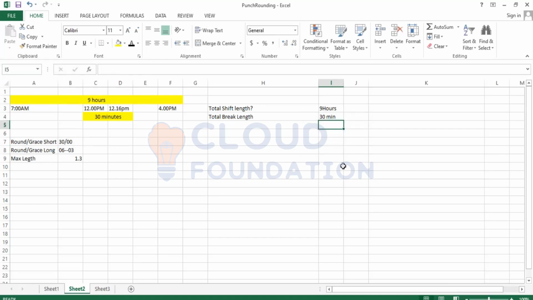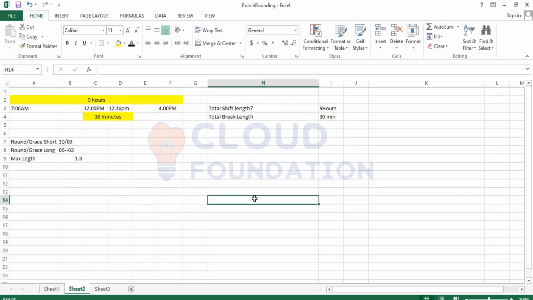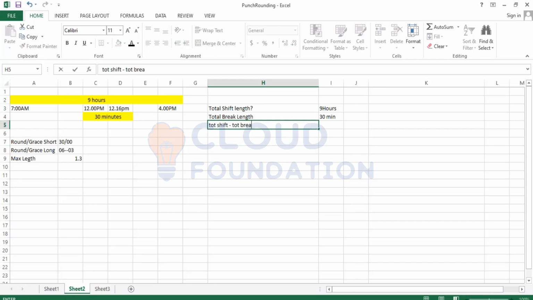Do you understand this? This side is my scenario. I'm just trying to answer some questions over here. Okay, so what is my total work time? It's going to be my total shift minus total break. So it's going to be 8.30. So this is how we calculate the total shift length.